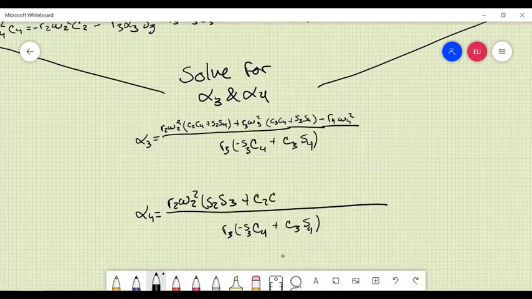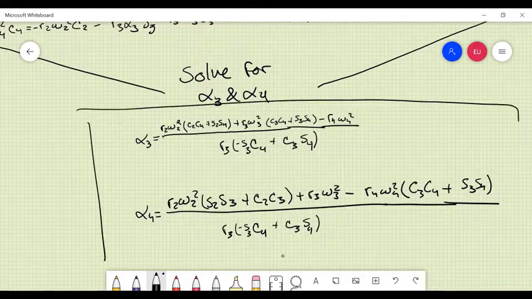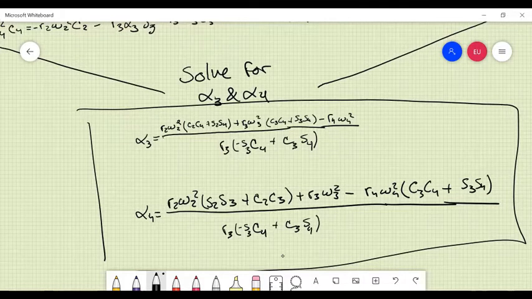Those are the two equations. Finally got them right. To calculate angular acceleration of link 3 and angular acceleration of link 4, once you have solved velocity and position, you are assuming that the input velocity is constant. Okay?